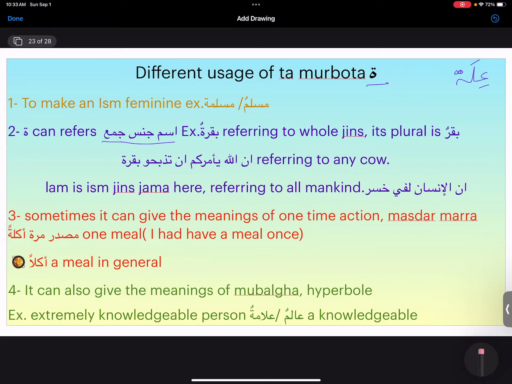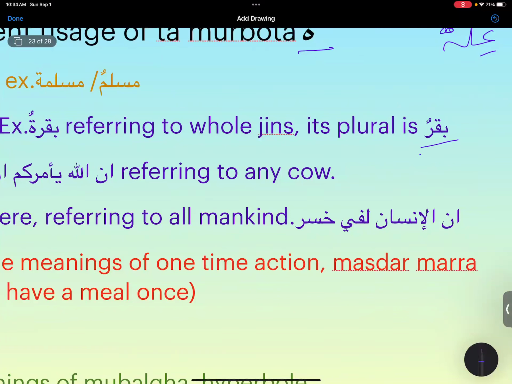What does that mean? When I say bakaratun, right? So meaning cow, right? So I'm talking about the whole jins of cow. So for example, when Allah subhanahu wa ta'ala says in Quran, this is Hazrat Musa alayhi salam talking, Inna Allah, indeed Allah, Yamurukum, He is commanding you all, an tazbahu, that you slaughter Bakara. Right? So it was referring to any cow. So this is referring to ism jins, the whole species of cow. So take any cow and slaughter it, right? So this ta marbuta, because we know the plural of bakaratun is bakarun. This is the plural of it.